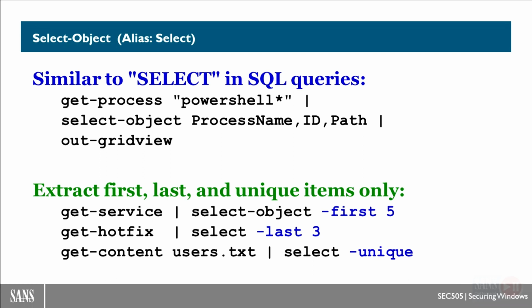select command has a unique switch. So let's imagine that you have a list of usernames, and the usernames are like, let's say, Tom, Tom, Tom, Mary, Jennifer, Jennifer, Jennifer, Jennifer, Susan, Susan, Rachel, Rachel, Rachel.